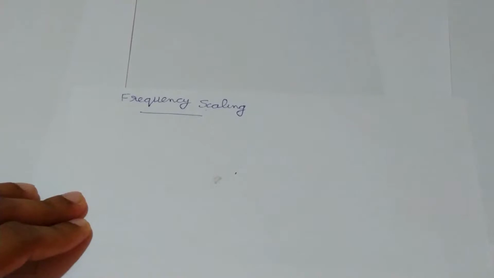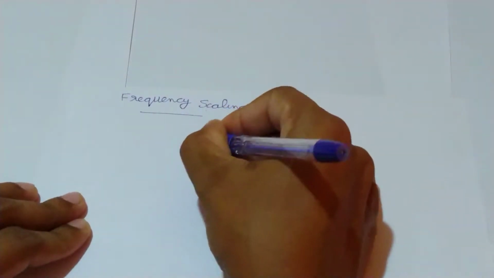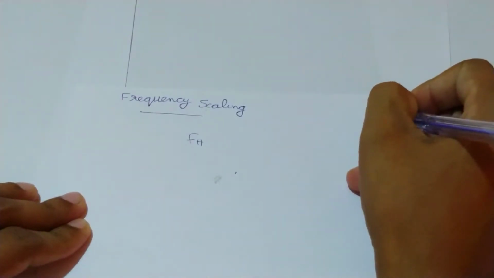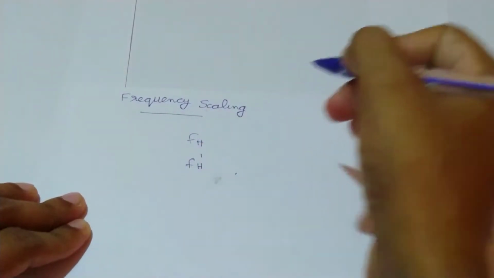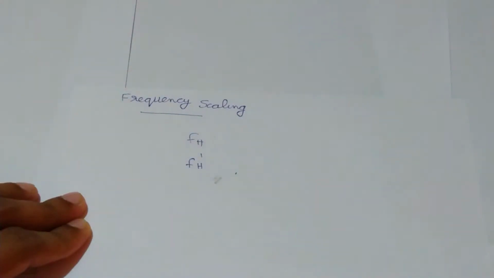Now let's consider the case of frequency scaling. Once a filter is designed, there may sometimes be a need to change its cutoff frequency. The procedure used to convert an original cutoff frequency fH to a new cutoff frequency fH dash is called frequency scaling.